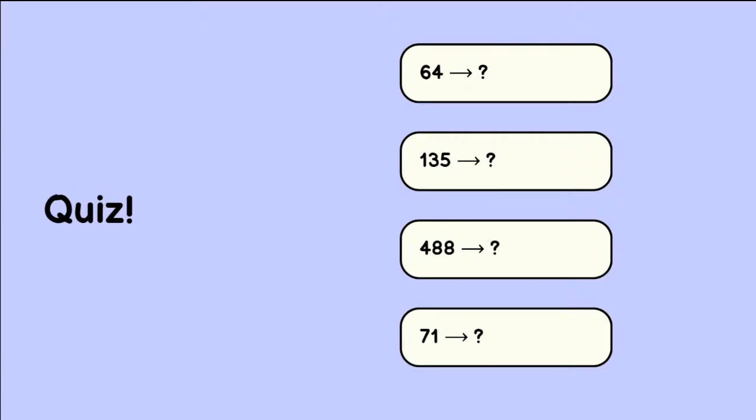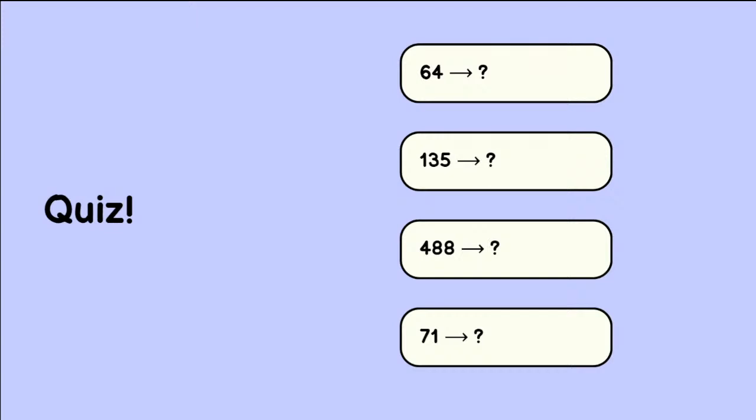So 64, we're rounding to the nearest 10. So we have a 4 in the ones place, so we're rounding down, and 64 rounded down is 60. Next we have 135, and we're rounding this to the nearest 100. And if you look, we have a 3 in the tens place, so that means we're rounding down. So the 1 in the hundreds place stays the same, and the 3 in the tens place and 5 in the ones place turn to zeros. So 135 rounded to the nearest 100 is 100.